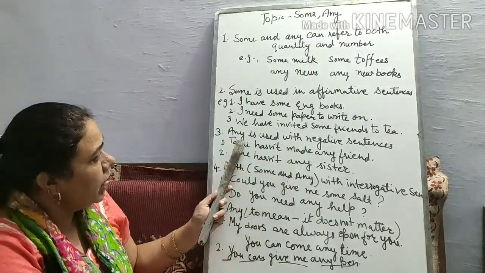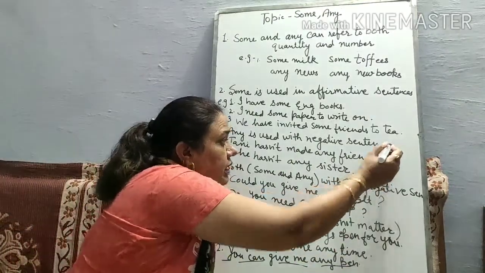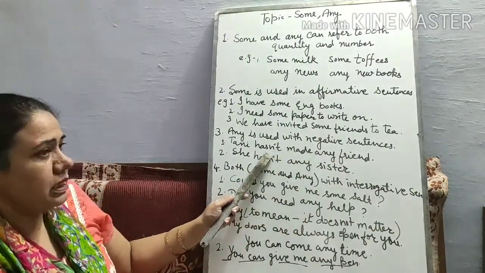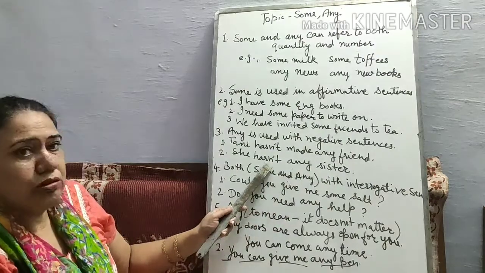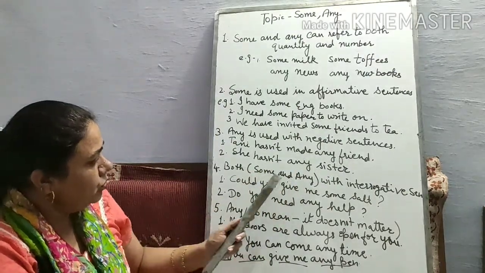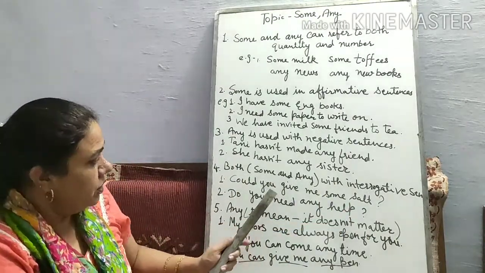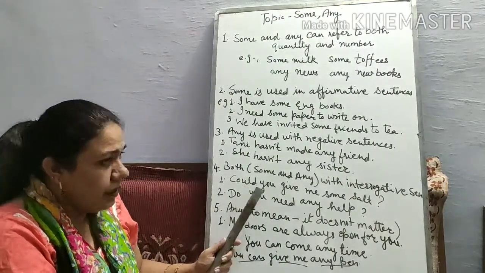Next, any is used with negative sentences. Tanvi hasn't made any friend. She hasn't any sister. These are negative sentences. Next, we use some and any for both with interrogative sentences. We use them for yes or no answers also, and polite requests also.